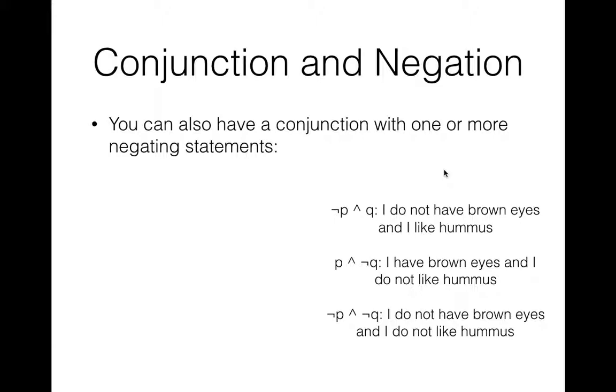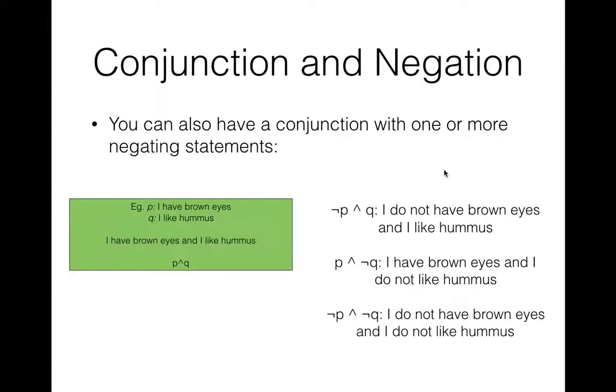You can also have a conjunction with one or more negating statements. So if we take my example again here, you can have not P and Q. So that would be I do not have brown eyes and I like hummus. You could have P and not Q. I have brown eyes and I do not like hummus. Or you can have not P and not Q. I do not have brown eyes and I do not like hummus. So you can use the negation with the conjunction as well.